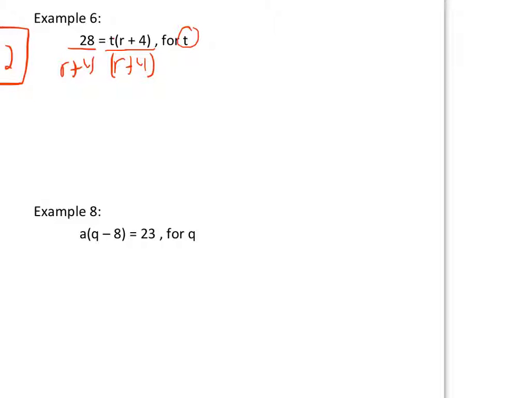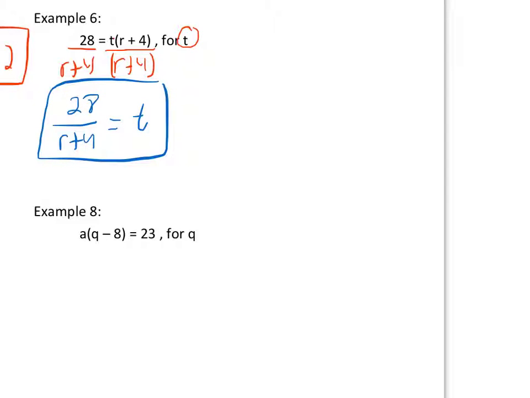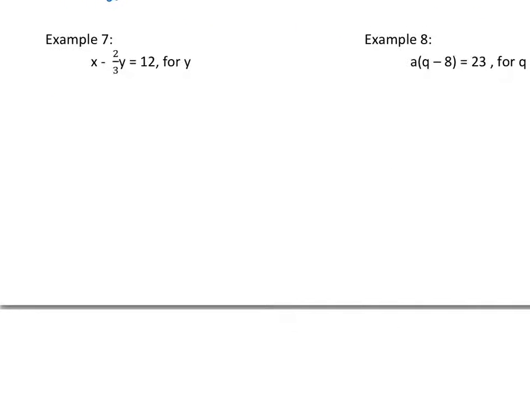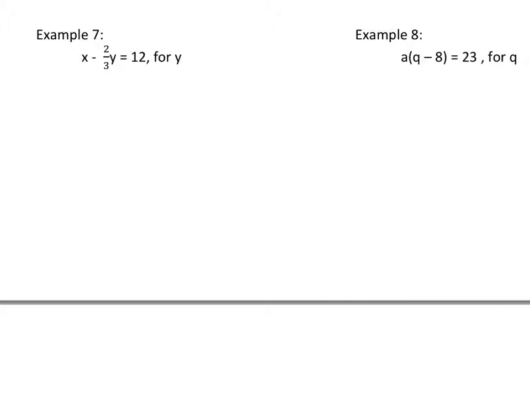And that is an efficient way of taking care of this problem, which means we will be left with 28 over r plus 4 equals t. And that's solved. So a lot of this is looking at the question and deciding what is the most efficient way of solving it. Here we're looking for y, and here is y.